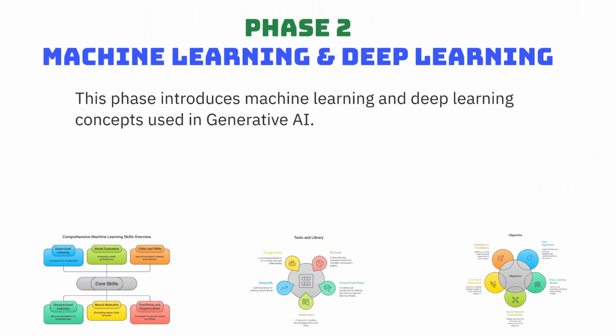Phase 2: Machine learning and deep learning. This phase introduces the core machine learning and deep learning concepts that power generative AI systems. You learn how models are trained, evaluated, and optimized using real data. Understanding neural networks is critical before working with large generative models. This phase bridges theoretical knowledge with hands-on implementation.